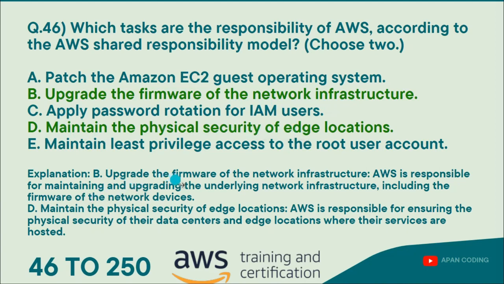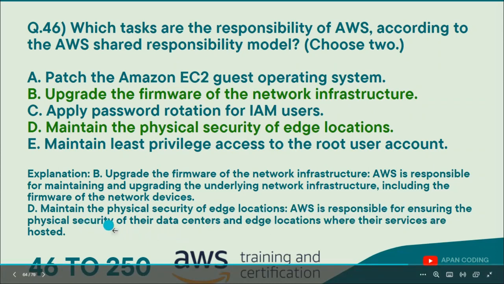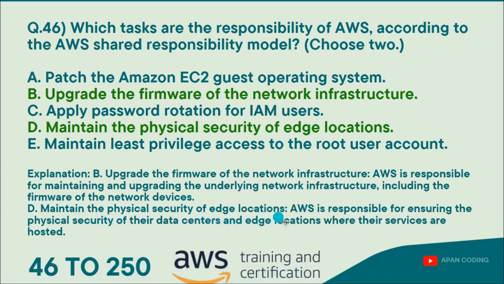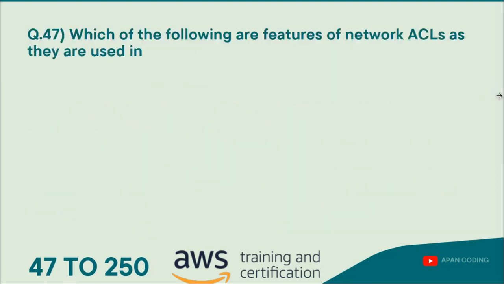Explanation is here. Upgrade the firmware of the network infrastructure: AWS is responsible for maintaining and upgrading the underlying network infrastructure, including the firmware of the network devices. Maintain the physical security of edge locations: AWS is responsible for ensuring the physical security of its data centers and edge locations where the services are hosted, where your data is hosted. Okay, now move on to the next, friends. We will see question number 47.